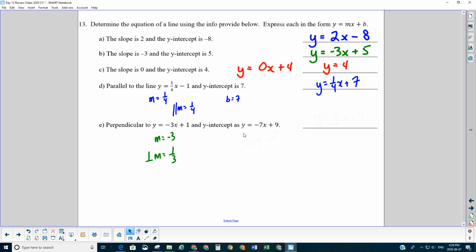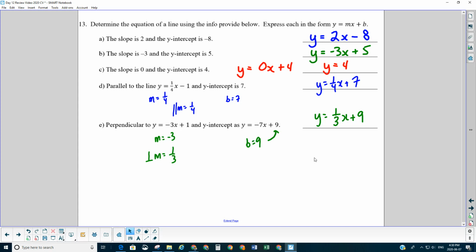Next, our next clue is it has the same y-intercept as this. So y equals -7x plus 9. I am only interested in the y-intercept of that, not the slope. It just says it's the same y-intercept as this. So the b part is 9. And so I got my slope from this clue and my y-intercept from this clue. I now have 1/3 is my slope, my b is 9, and so my equation is y equals 1/3 x plus 9. Okay, all right, so there's 13.